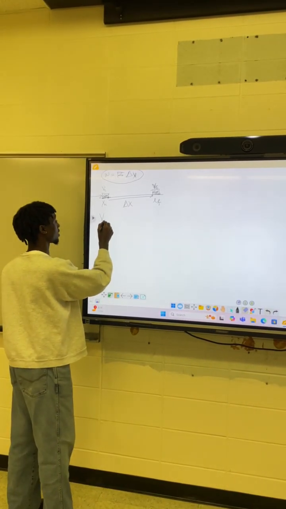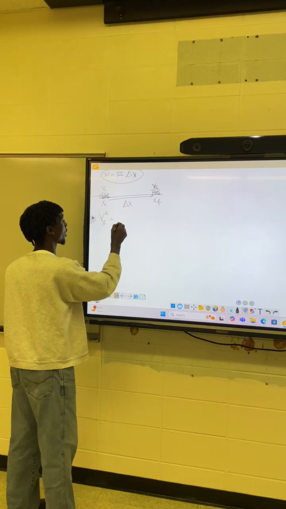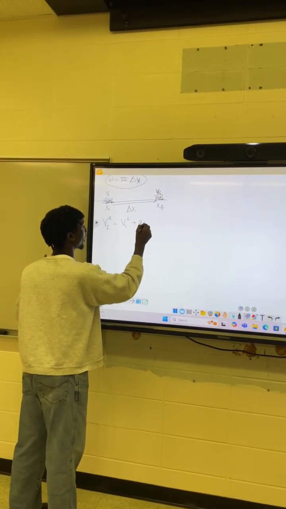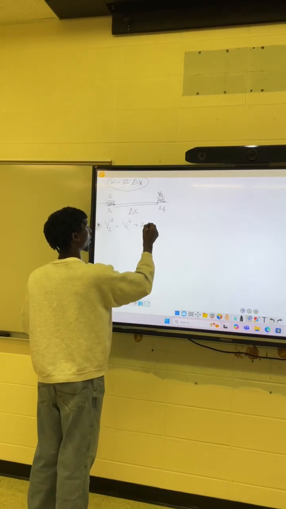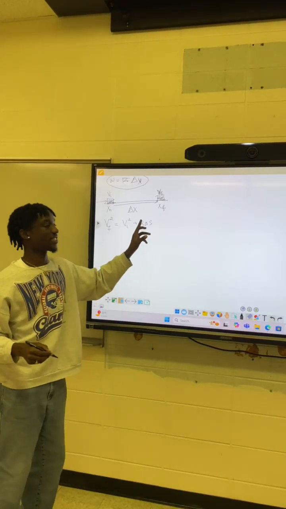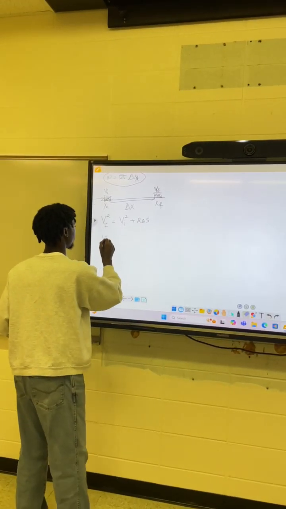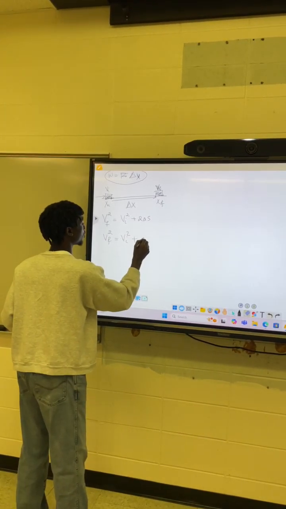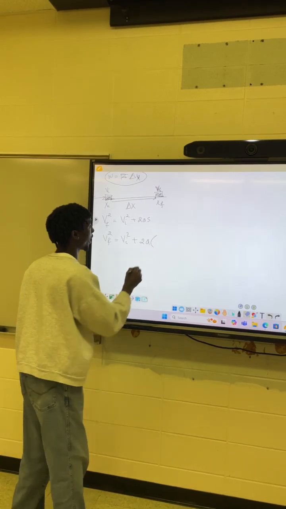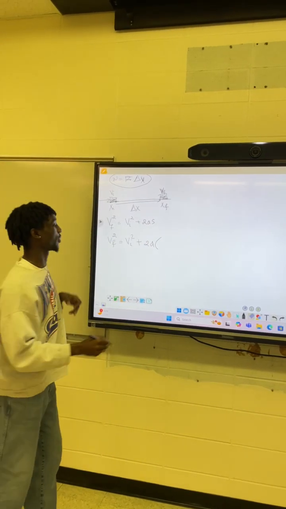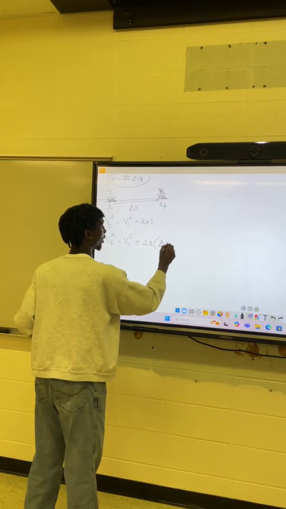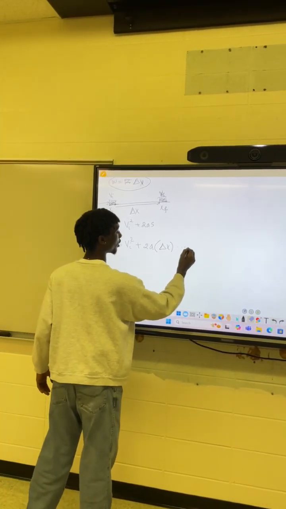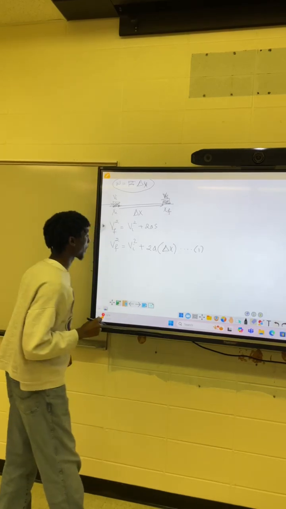The formula states v final squared is equal to v initial squared plus 2as, where a is acceleration. But what is this s? This s is the change in displacement, which is dx. So v final squared is equal to v initial squared plus 2a dx. Let's keep this formula as equation 1.